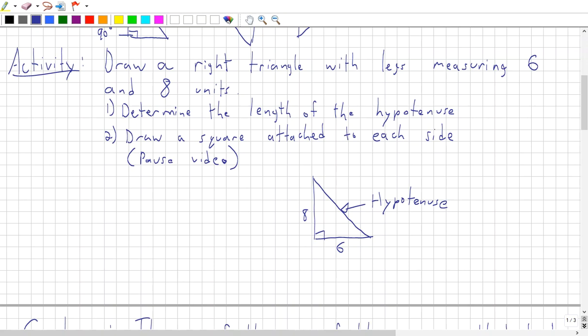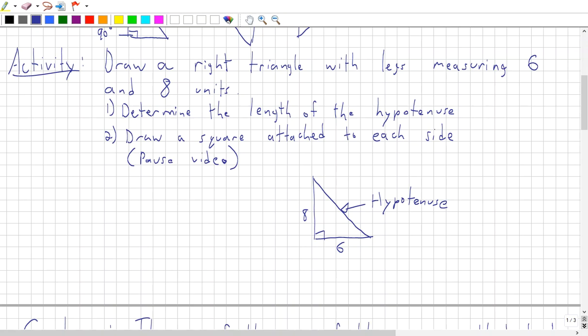That's the whole point of the Pythagorean theorem, to find the length of the hypotenuse, or in a right triangle, finding the length of one of the legs. In this activity, we're going to find just the length of the hypotenuse, which again is that longest side. We're going to do that by drawing a square attached to each side.